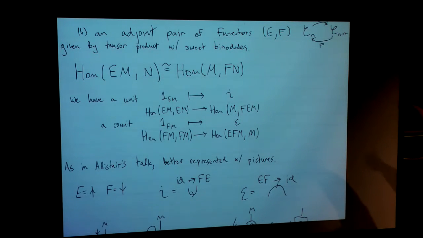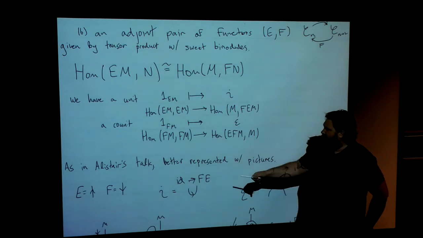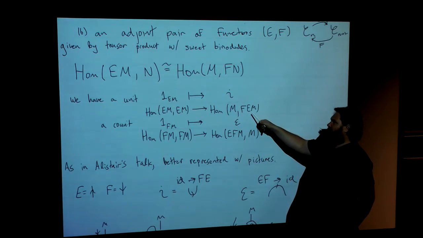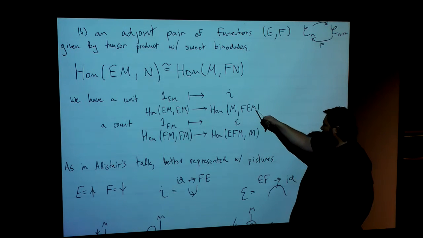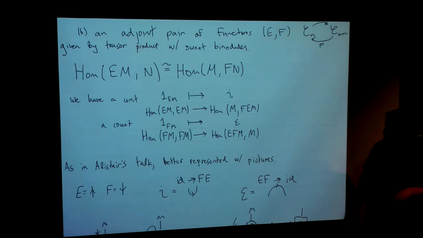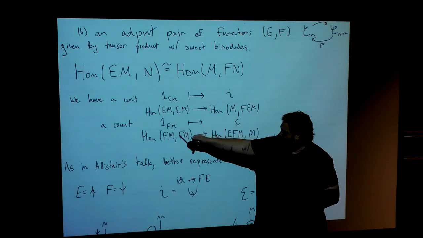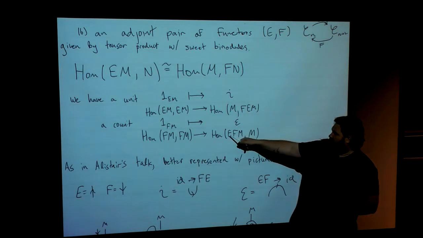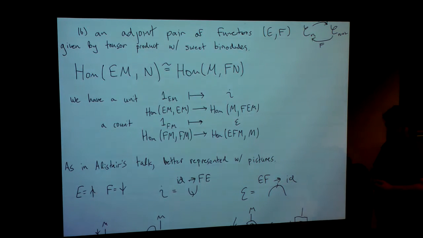Okay, so we're assuming that E and F are an adjoint pair of functors, that means I have this isomorphism of Hom spaces. There's a useful way to think about this, which is the important thing is where does the identity on EM go under this? It goes to a map from M to FEM. We're actually getting a natural transformation from the identity functor to the functor FE. It's called the unit of the adjunction. If you look at the identity of FM, that goes to a natural transformation from EF to the identity.